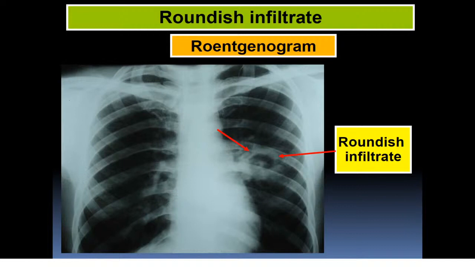Here on this rentgenogram we can see a roundish infiltrate also, localized in projection of the lung root, near the lung root on the right side, without clear borders and with lightening inside. This is destruction of lung tissue.